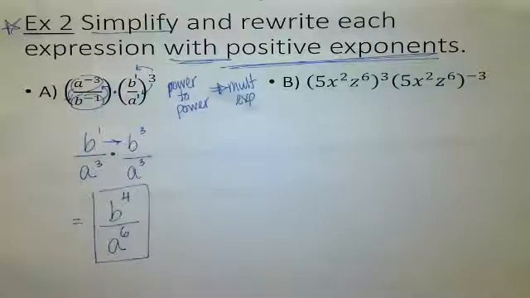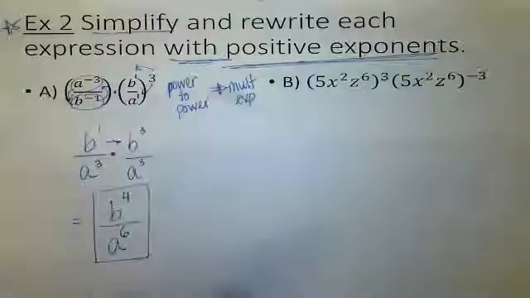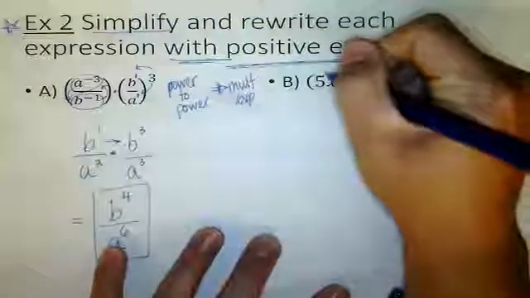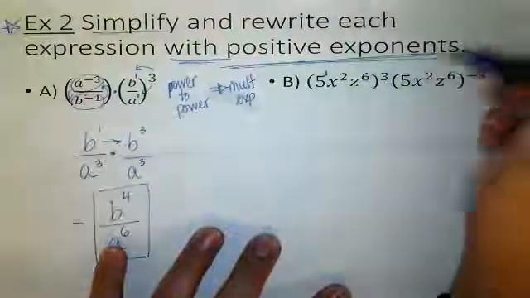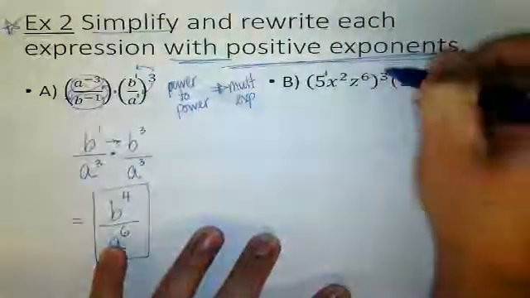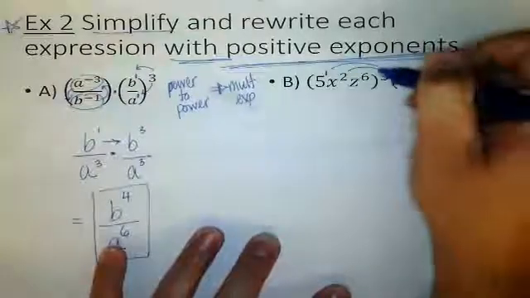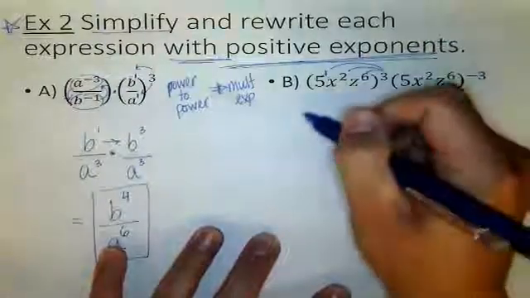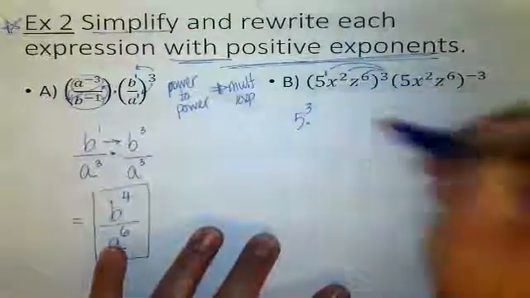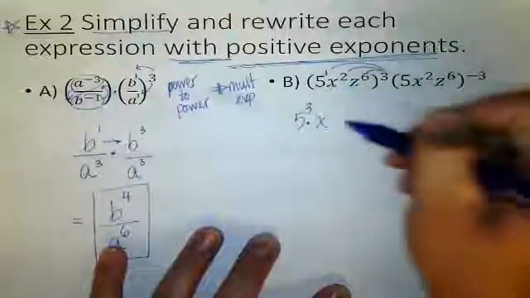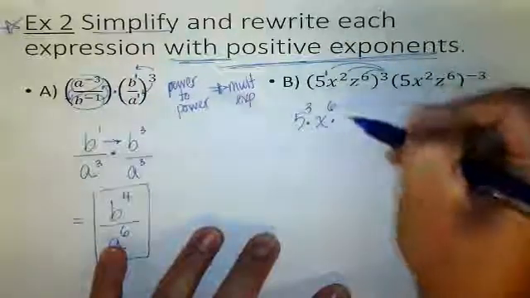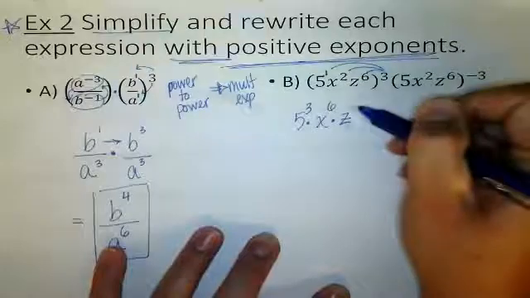What do you want to do with letter B? Distribute your exponents? Okay, sure. So same idea here. That's a 5 to the first power. So again, we have that power to a power situation, and you can share that there. So that's going to be 5 cubed times x to what power? X to the 6 times z to the 18.